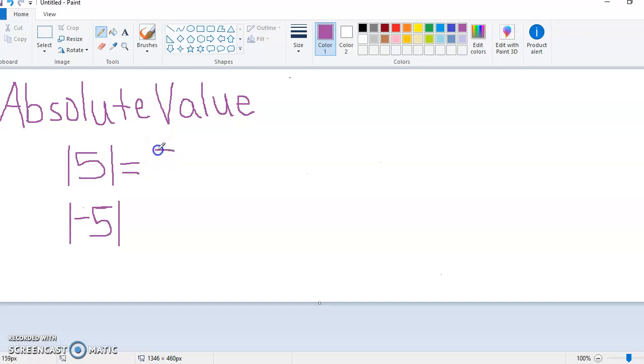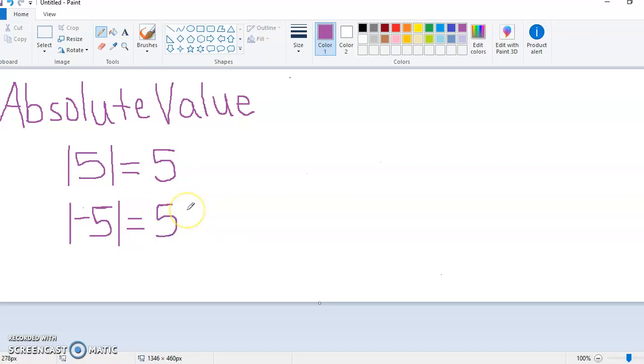You should be in a positive mood when you come out of jail. You should always be positive. So no matter if the number is positive or negative, the absolute value is always positive. So the absolute value of positive 5 is positive 5. The absolute value of negative 5 is positive 5.